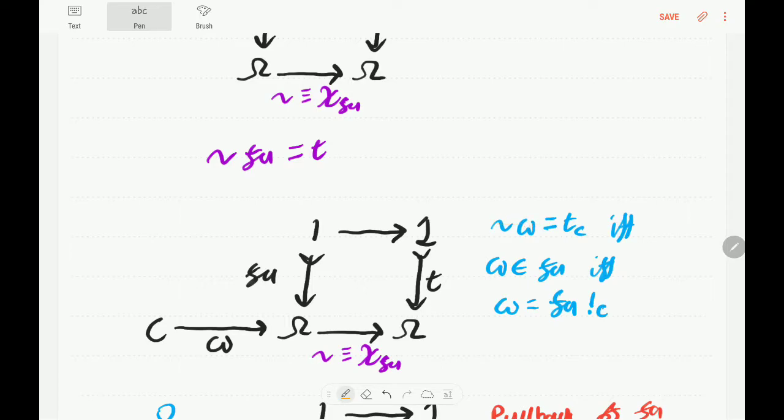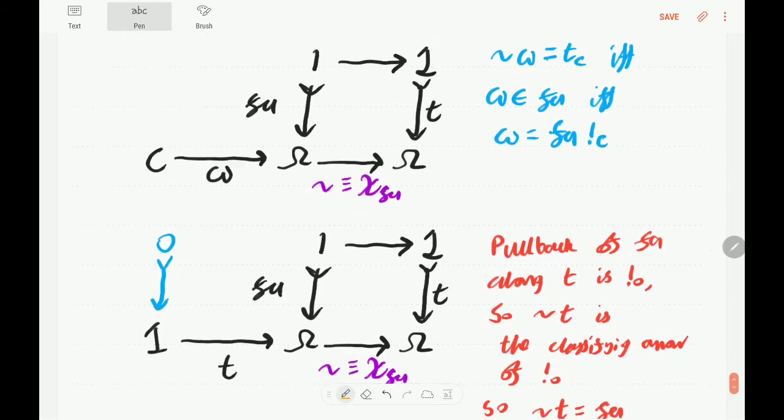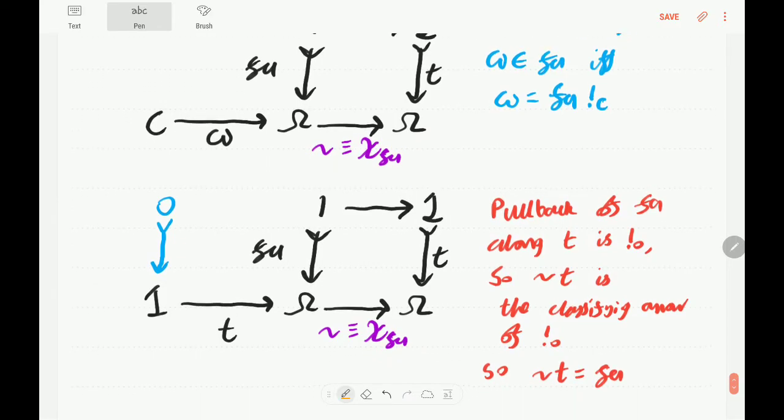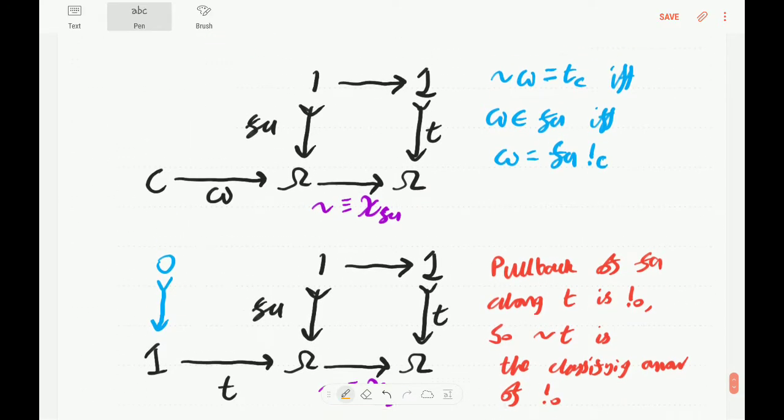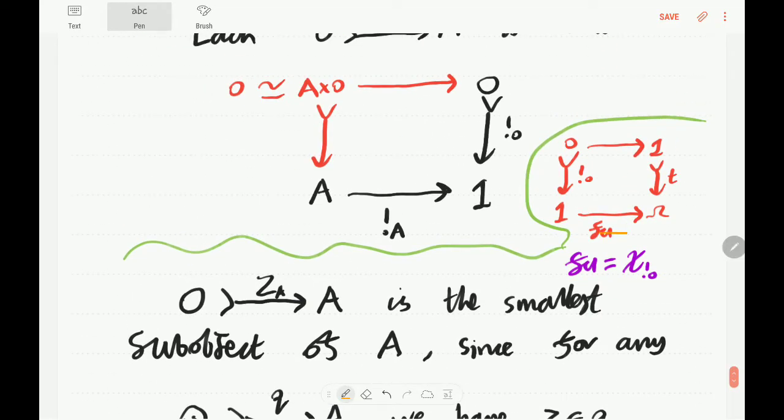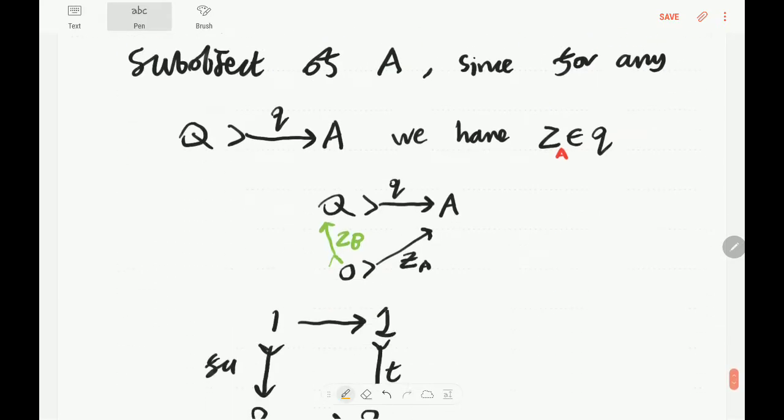So I suppose this is like saying that not W is true if and only if W is false. Now, also, if we look back, we can think of exclamation mark 0 as the pullback of true along false.